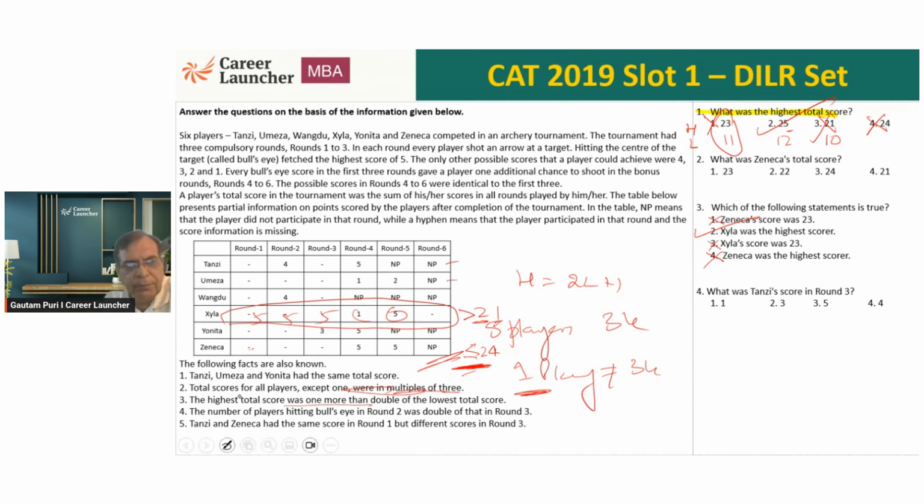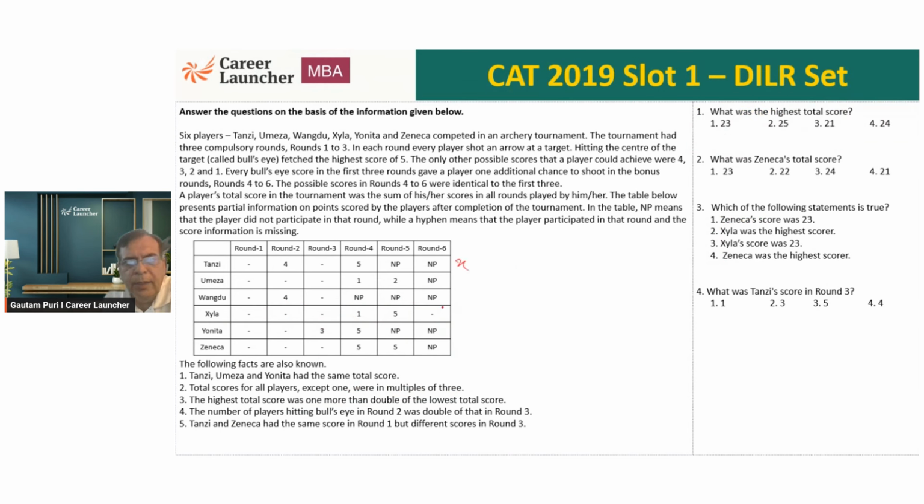The other thing is T, U, and V, all of them are the same, so all 3 of them will be less than 20, cannot be the highest. Wangu has again not played, cannot be the highest, so the only highest player can be Zyla. So question number 1 and 3 get done quickly.